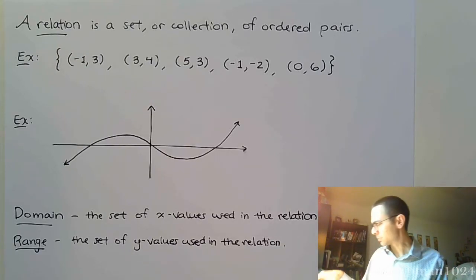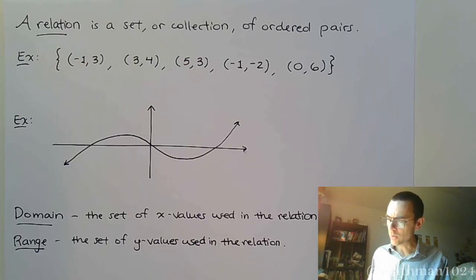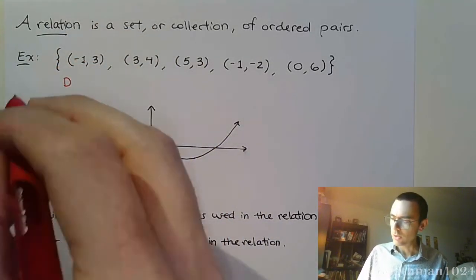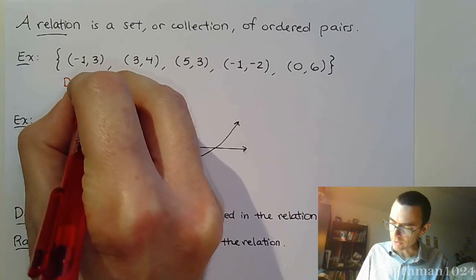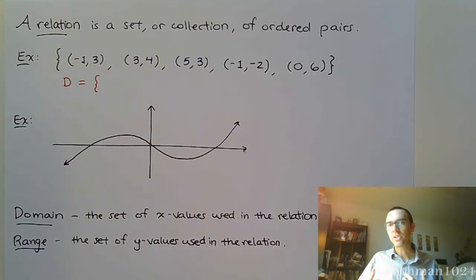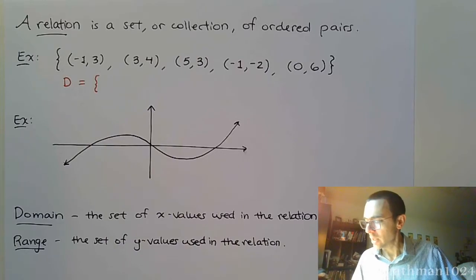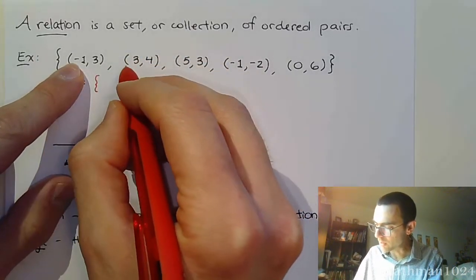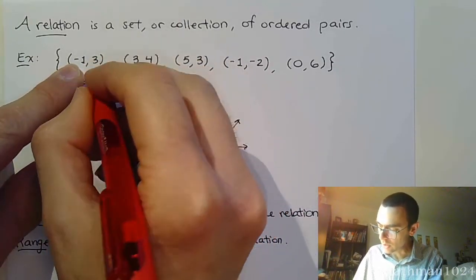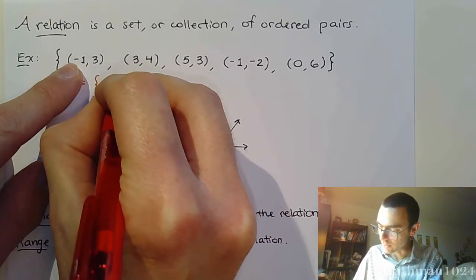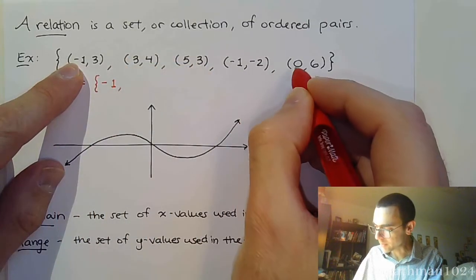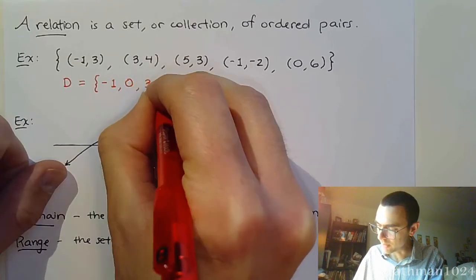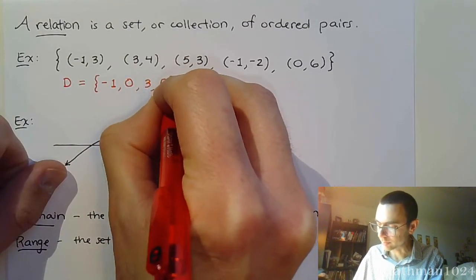All right, so if we were to look up here for this first example, we want to talk about what is the domain. The domain is going to be the set of all x values that we see. Now, I like to put these guys in order from least to greatest. So, we see that for the x's, we're using -1, 3, 5, -1, 0. So, -1 is the one furthest on the left. Then we have 0. And then we have 3 and 5 as we put these guys in order.